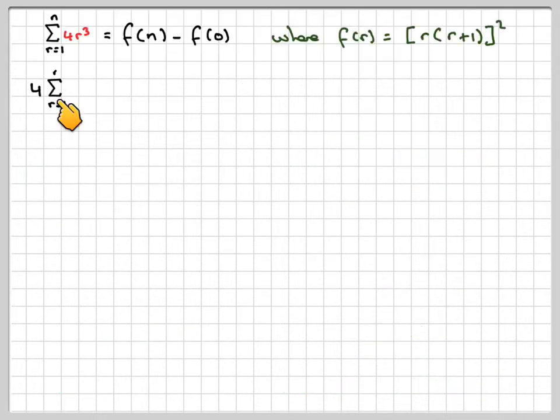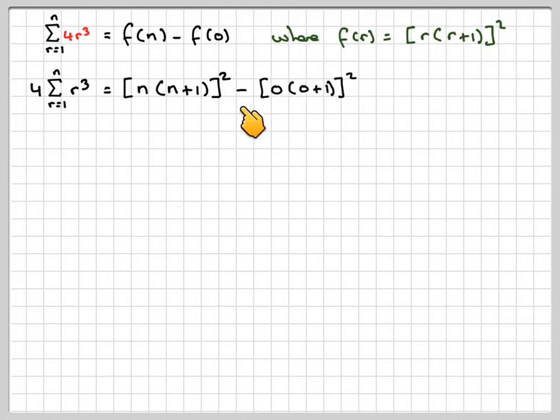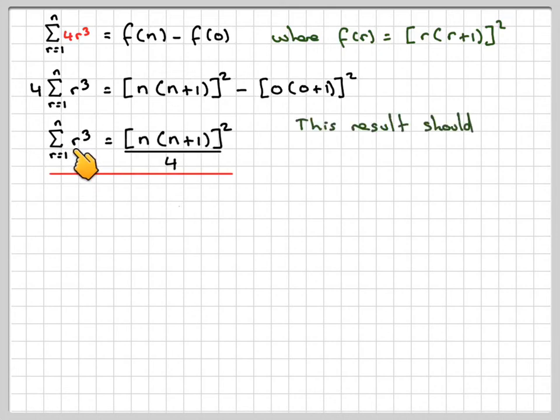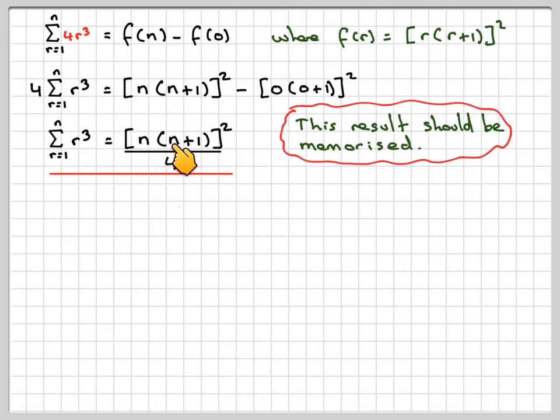So we'll take the 4 out of the sigma sign because it's a constant, which you can do. And then we will just put n into our function, so that will be n times n plus 1, all of that squared. And we also should put 0 in. Okay, if we do put 0 in, we just get 0. If we then divide by 4, that will give me the sum of all the cubes of natural numbers, being n times n plus 1, all squared, all divided by 4. And again, this result should be memorized because it can be quoted.